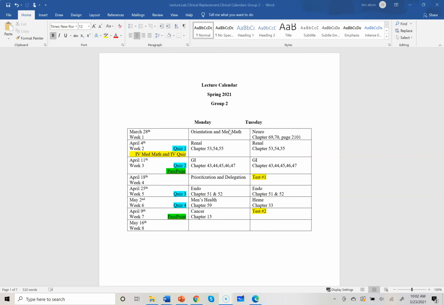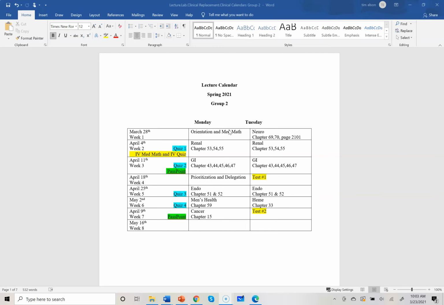Week 6 is going to be men's health, and then on Tuesday we'll do hematology. Week 7, which is May 9th, is cancer, and then you'll have test 2 that following Tuesday. The pass point's also due on Tuesday at 8 o'clock.